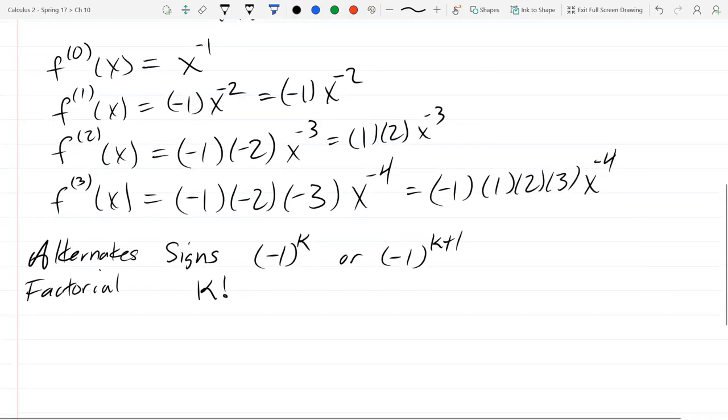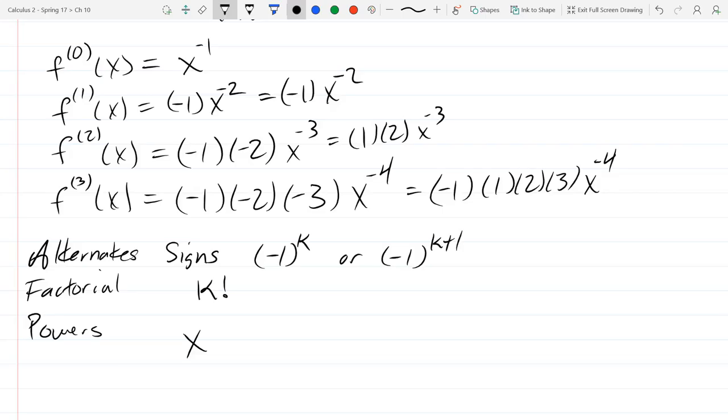What is the other pattern going on? The powers are increasing by 1 each time. So we have x, but it's not quite x to the minus k, because that would give us x to the 0 for our 0 term. How can I fix this? Plus 1. Is it plus 1 or minus 1? It'd be k minus 1.